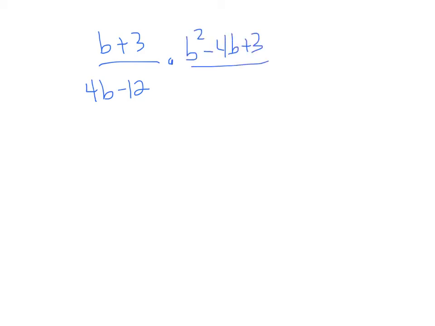So the next thing we need to look at is, well, what if we don't have monomials everywhere? Because those sure are nice. So let's look at b plus 3 over 4b minus 12 times b squared minus 4b plus 3 over b squared minus 7b minus 30. All right. You do not want to multiply these together. You can. It's going to be a big mess, and you're not going to be able to simplify it. So do not multiply these together.